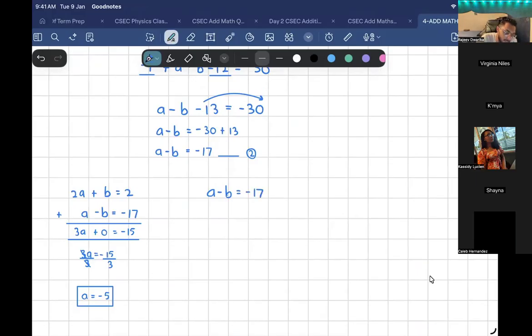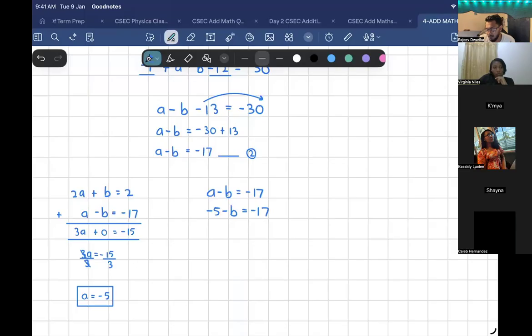What am I gonna do? I want to find B. What am I gonna do next? So, you substitute A, minus 5. Alright, so A is minus 5. So minus 5 minus B is equal to minus 17. What next? Bring across the minus 5.